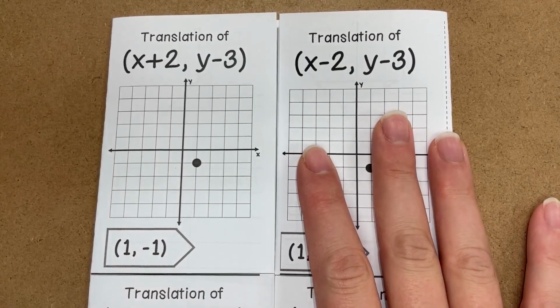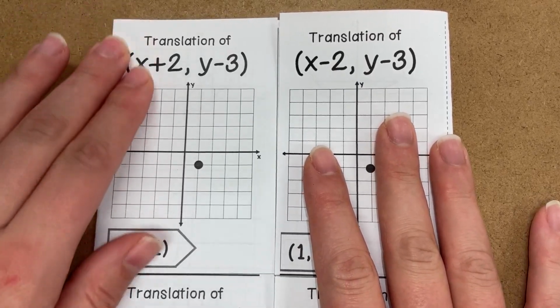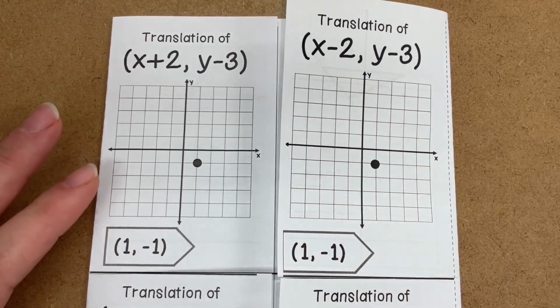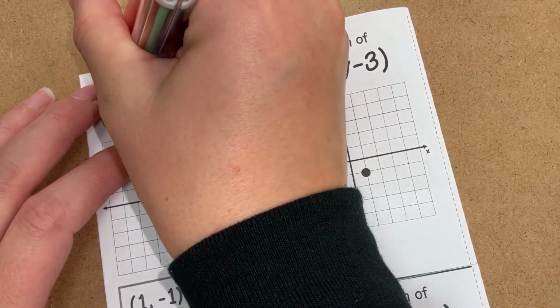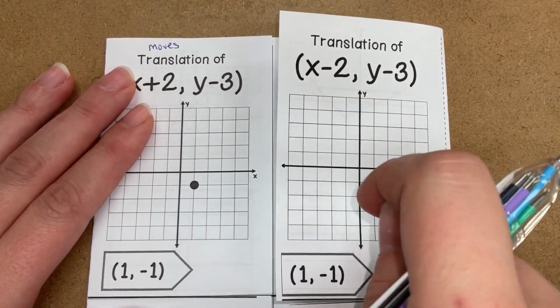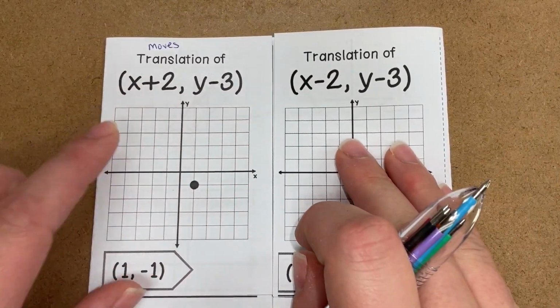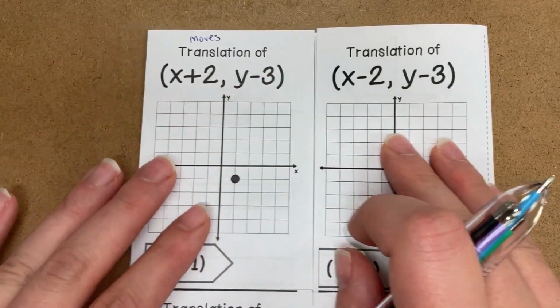Okay, so in today's video, we're talking about translations. So basically, translation is just a fancy word for how it moves, right? That's it, and you can only move up, down, right, and left. So let's look at this first section here.